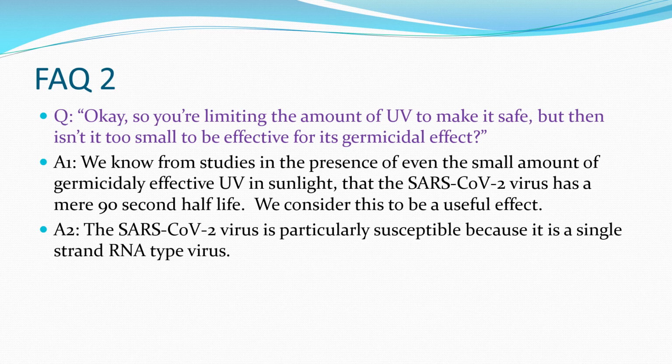Next question. Okay, so you're limiting the amount of UV to make it safe, but then isn't it too small to be effective for its germicidal effect? The first answer is we know from studies that in the presence of even a small amount of germicidally effective UV in sunlight, the SARS-CoV-2 virus has a mere 90 seconds half-life. We consider this to be a useful effect. And then the next answer, the SARS-CoV virus is particularly susceptible because it's a single-stranded RNA type virus.